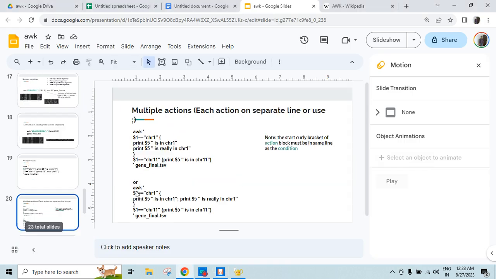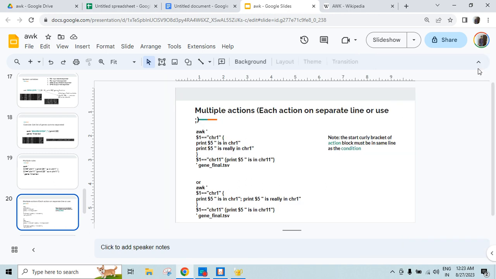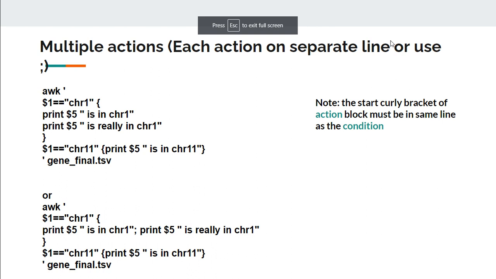Next is a little bit more advanced, in the sense that we can have multiple actions as well. Here I am giving a condition first. This is rule number 1, that means we will have a test and an action block. The test is $1 equal to chromosome 1, then the action block goes from this curly bracket to this curly bracket. And here we have multiple actions, like I want to write two statements. You can have multiple actions, but a very important thing is that the curly bracket should be on the same line as the test, otherwise awk will not know.